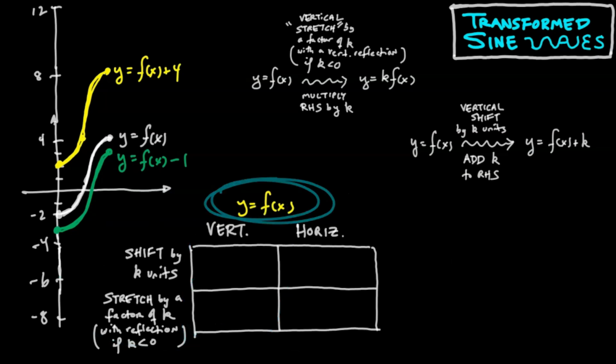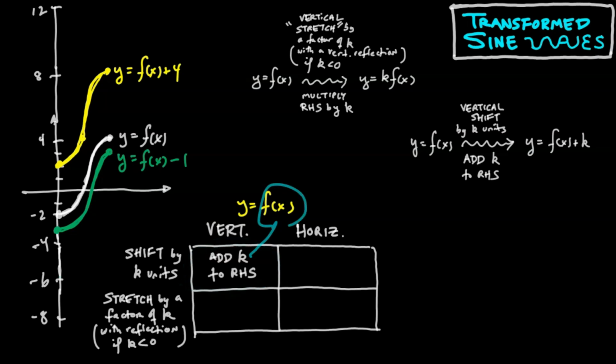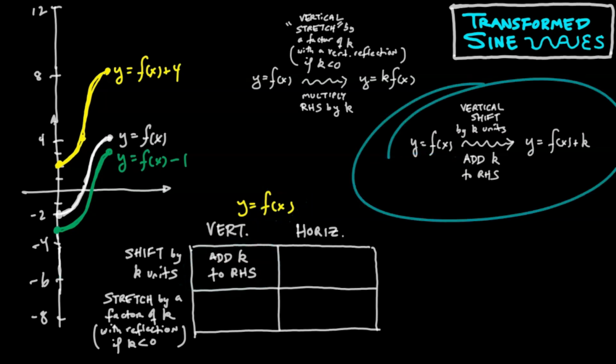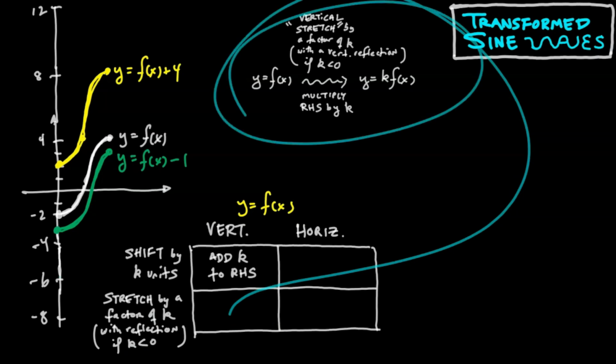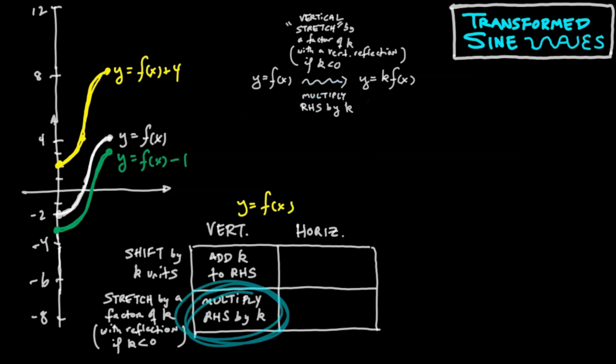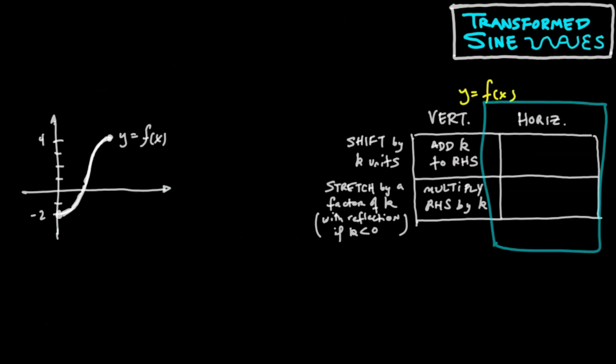If we have y equals f of x, and we want to shift its graph vertically by k units, what do we do? We just add k to the right-hand side of our equation. That's what we discovered over here. Poof. If we have y equals f of x, and we want to stretch the graph vertically by a factor of k, possibly including a reflection, namely if k is less than 0, how do I do that algebraically? Well, we saw that before. We just multiply the right-hand side by k. That will give us a vertical stretch. Poof.